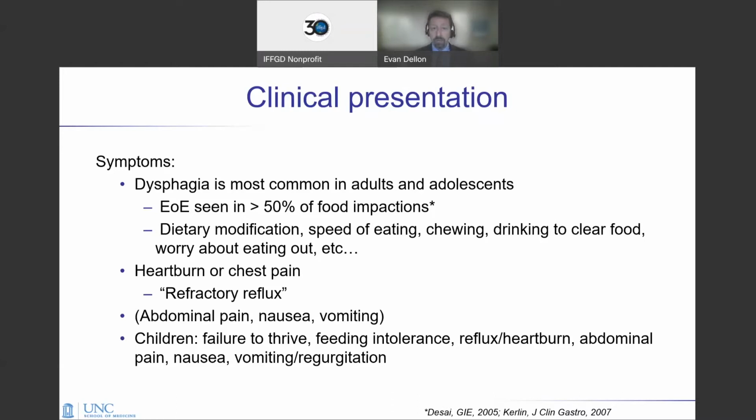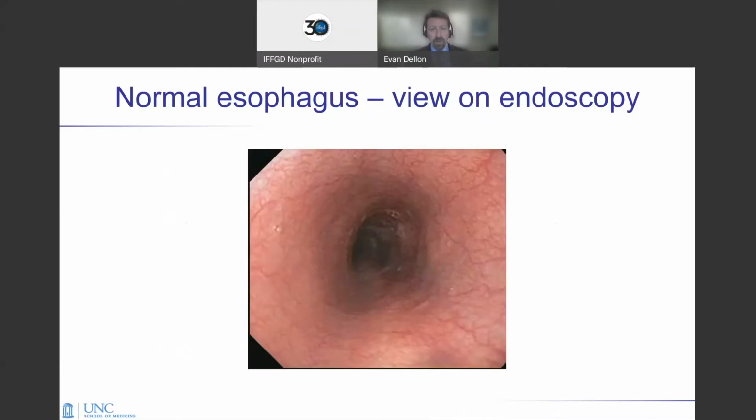But in children, symptoms are quite different, and they could range from failure to thrive, to feeding intolerance, to heartburn or reflux, abdominal pain, nausea, vomiting, or regurgitation. So much more non-specific symptoms. Now, when you do have those symptoms, it tends that we need to do an endoscopy to evaluate what's going on. And this is the view of a normal esophagus on endoscopy. So we're looking down into the esophagus with a light and a camera. And you can see here it's a very smooth, healthy pink color with lots of little fine blood vessels. And this is the normal appearance.